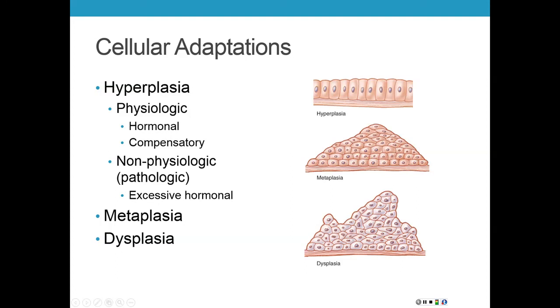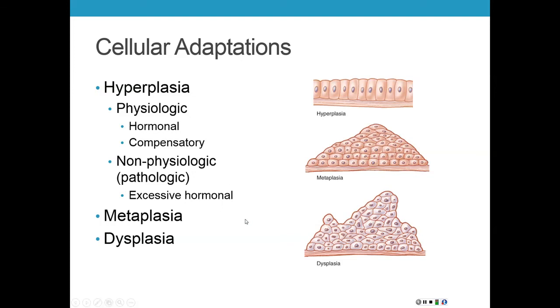Metaplasia is a change in the cell type. And this is really still almost exclusively within epithelial tissue. You really don't see metaplasia occurring, certainly not in muscle tissue. You will not see skeletal muscle suddenly become smooth muscle. You will not see cardiac muscle suddenly become skeletal muscle. The muscle types don't change.